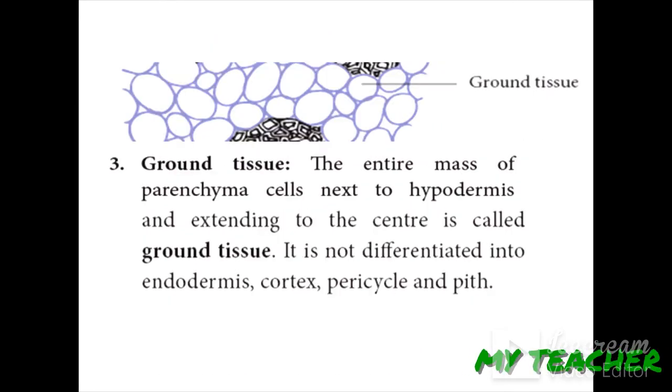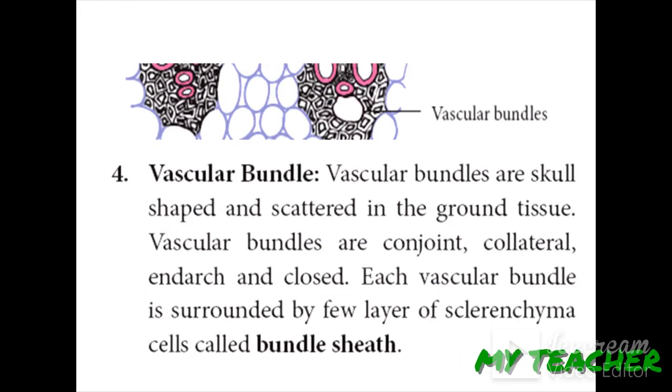Ground tissue, the entire mass of parenchyma cells next to the hypodermis is called ground tissue. It is not differentiated into endodermis, cortex, pericycle and pith. Vascular bundles are skull shaped. It is a peculiarity of monocot stem. Here the vascular bundles are skull shaped and scattered in the ground tissue.